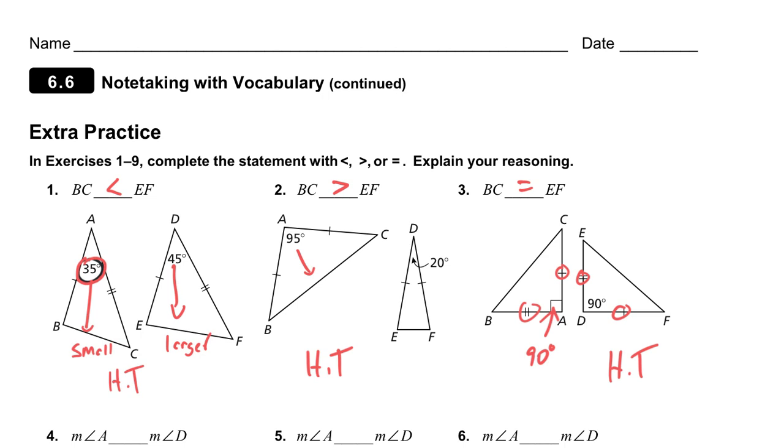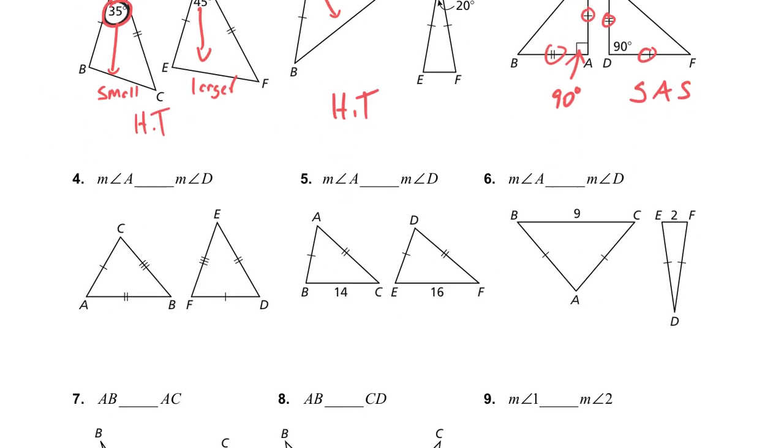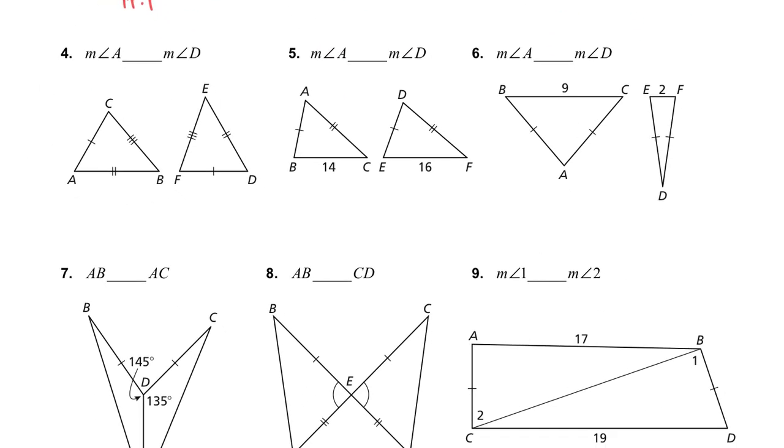Okay. This also, if you want to look at it this way, corresponding parts of congruent triangles are congruent, because if you don't want to think about the hinge theorem, we can think about this as being side, angle, side triangle congruence, and then you have corresponding parts. Okay, let's look at the next one. Now we are being asked about the angle measures. So I have some sides here that are congruent. All right. Now, if I look, I'm going to look at the angles. So they're looking at angle A and D.